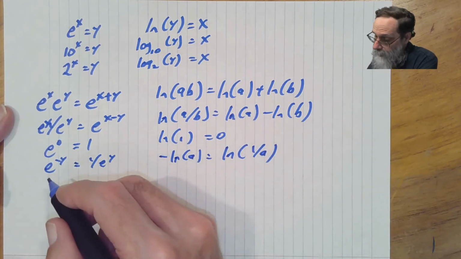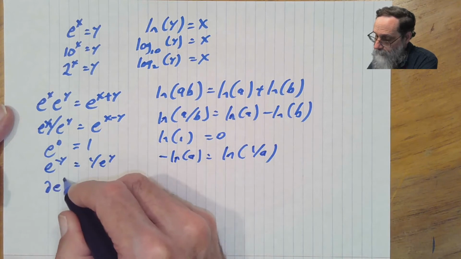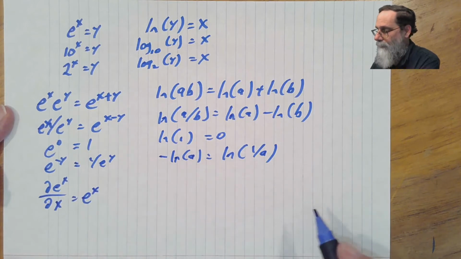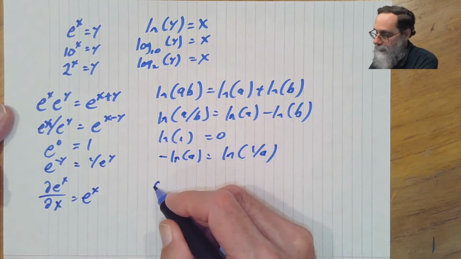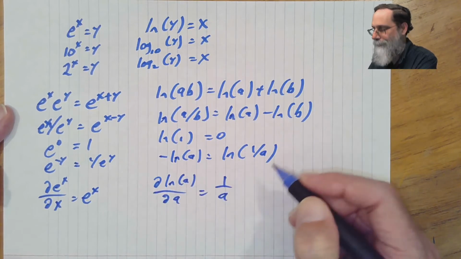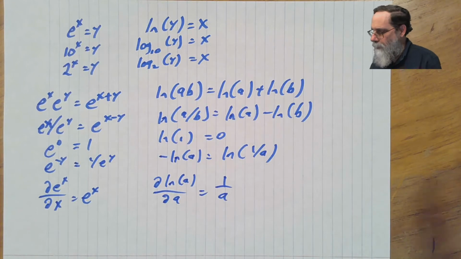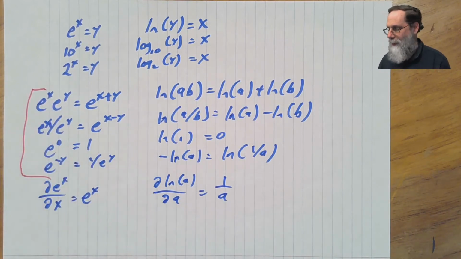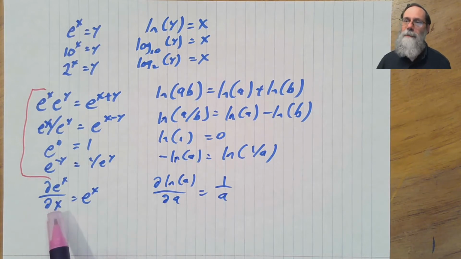What else we got? Oh, differentiation. Differentiating e to the x with respect to x is just e to the x. And if we differentiate the natural log of a with respect to a, we just get 1 over a. The ones before the differentiation one were all ones that would apply to any sort of logarithm. It doesn't matter what the base is. The special properties for differentiation only work with e to the x and natural log of x.